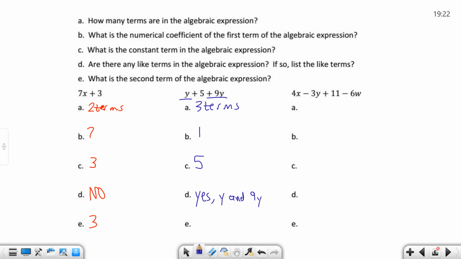And then part E says, what is the second term? So the second term here is 5.